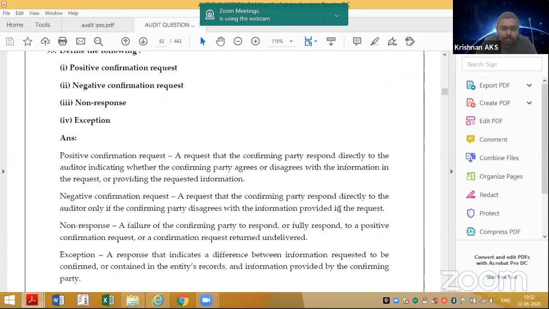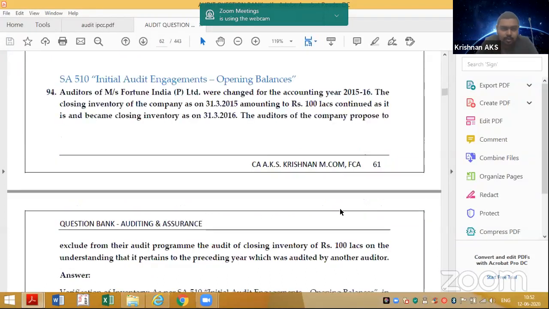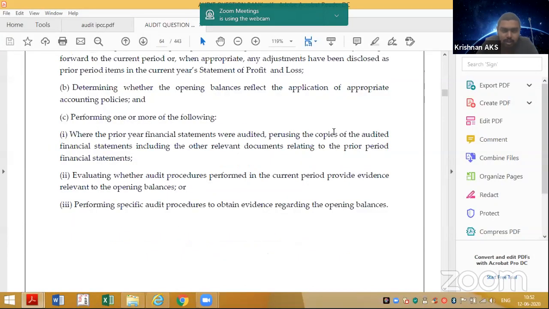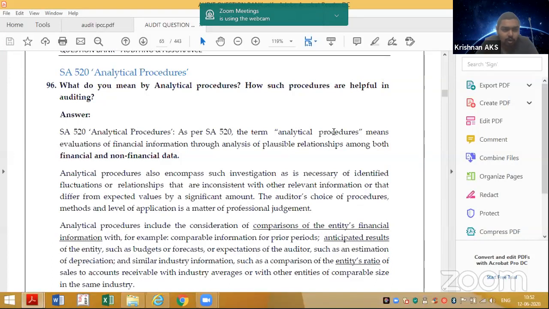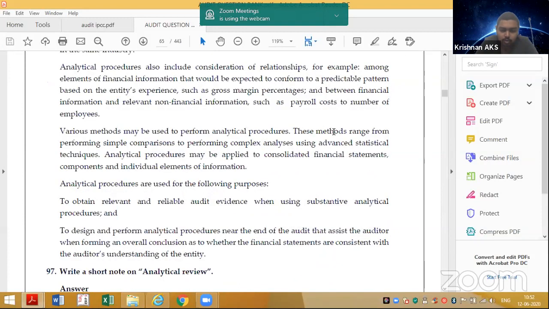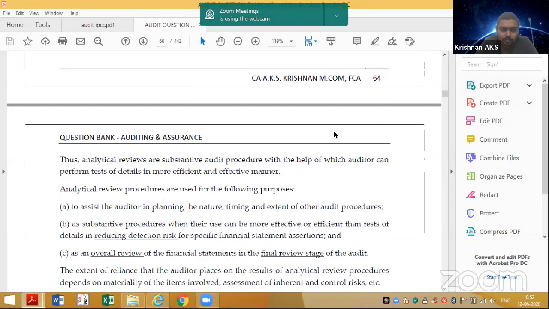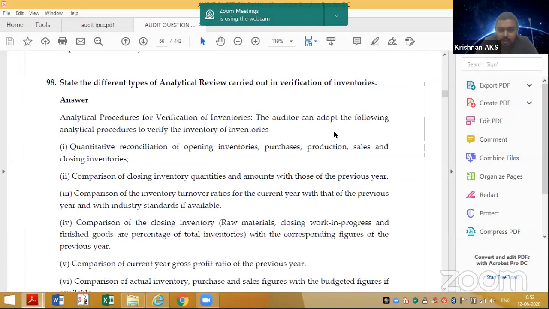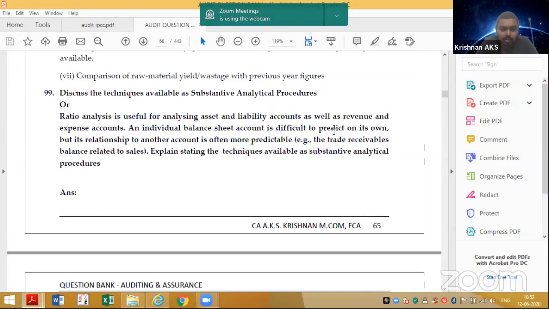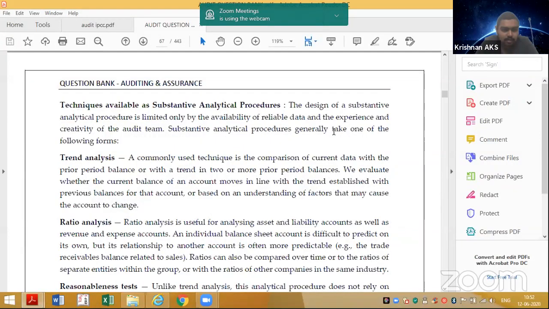Then what is positive confirmation? What is negative confirmation? What will you do for non-response? Some exceptional scenarios, like when the client is asking not to send. Then this is SA 505. Then SA 510. We have questions like this. So go through the question bank properly. Like analytical procedure: what do you mean by analytical procedure? How will such procedures be helpful for audit? Write a short note on analytical review. Then different types of analytical reviews when doing inventories. Then what are substantive analytical procedures, or they will ask detailed things. Trend analysis, ratio analysis, those things.